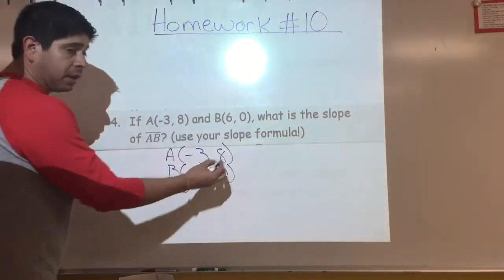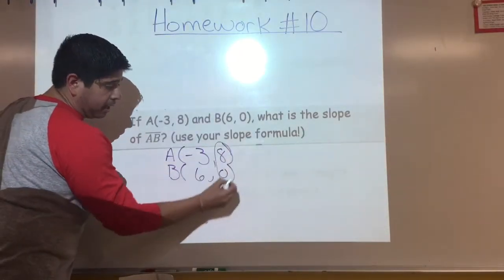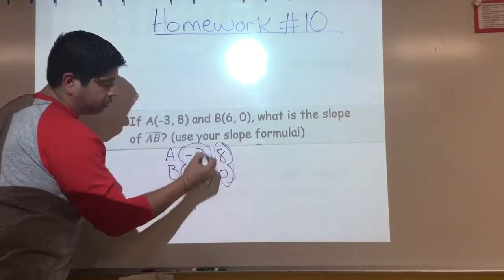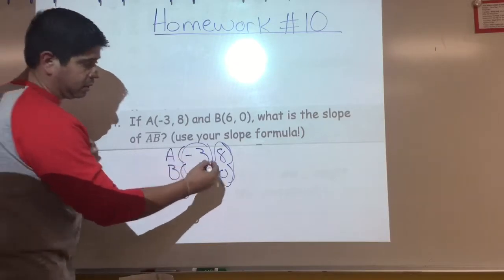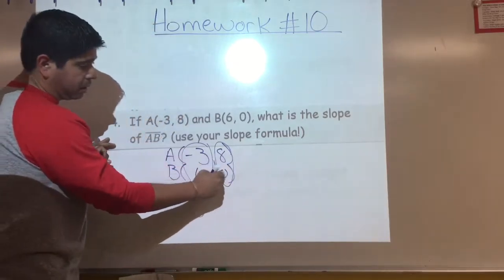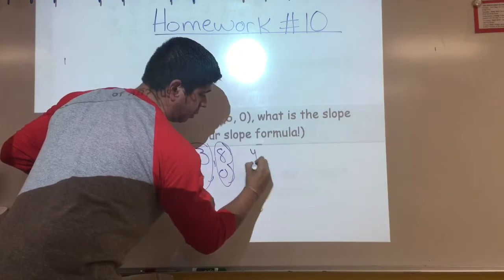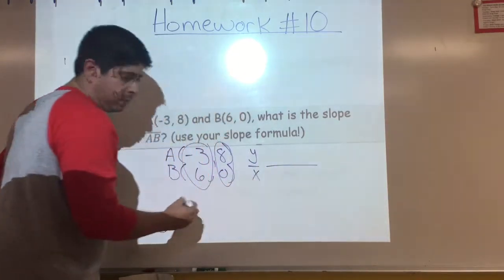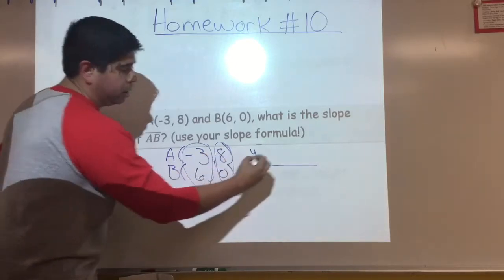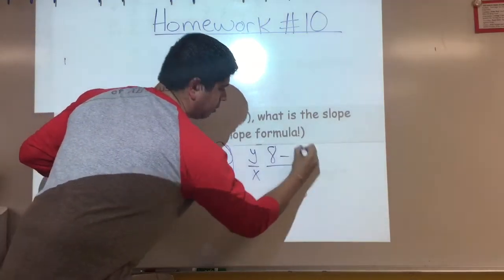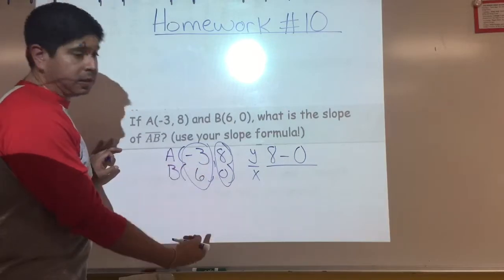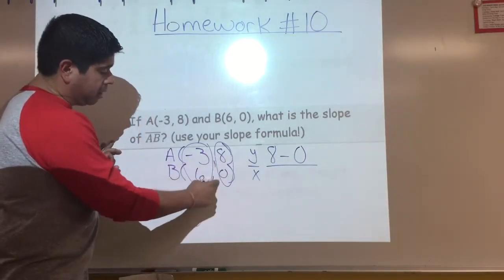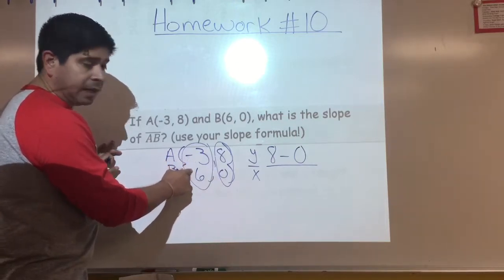So remember, this is where we take our y's and we have to do 8 minus 0, and then over -3 minus 6. So 8 minus 0 is what's going to be on top. I've got my y's on top, and then the x's on the bottom. So my y's here, 8 and 0, so I have to do 8 minus 0. I'm finding the difference between the 2 points, between the two y's. So if I go 8 minus 0 here, then I have to go -3 minus 6.